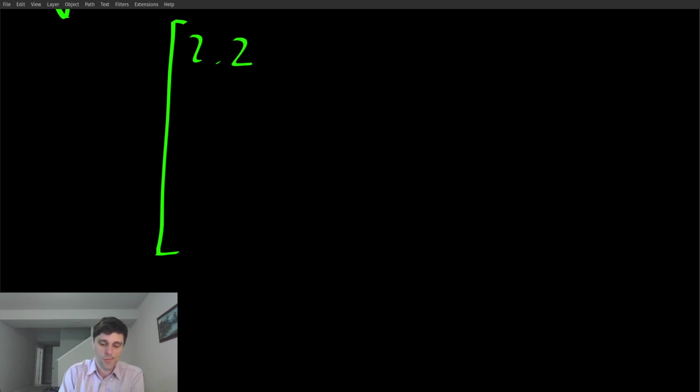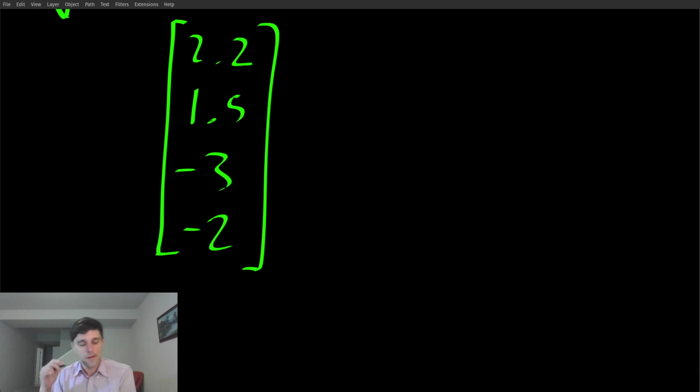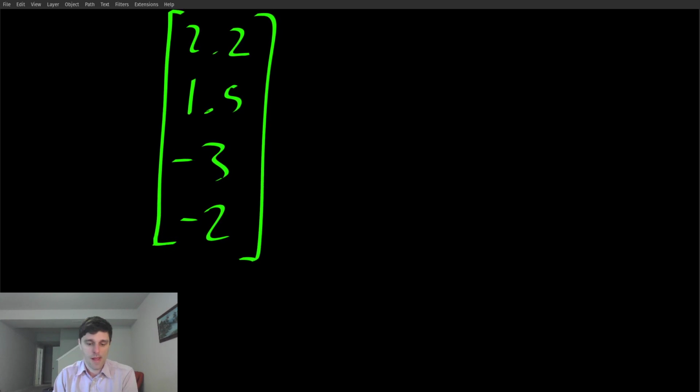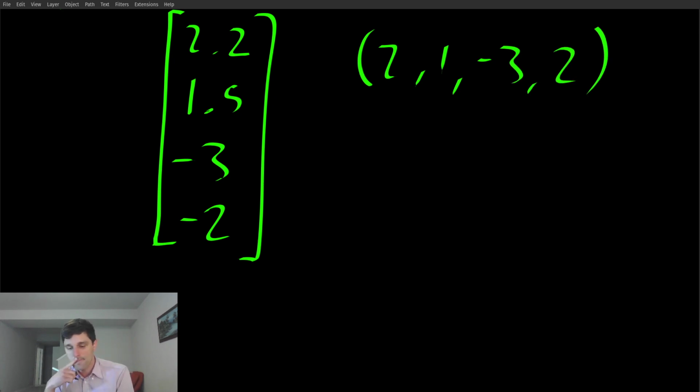2.2, 1.5, -3, -2, something like this. They're usually written like this in a sort of vertical column with square brackets around it. That's how our book is going to do it. Sometimes if it needs to write it in text, it will write it like this with parentheses. But yeah, they're lists of numbers.